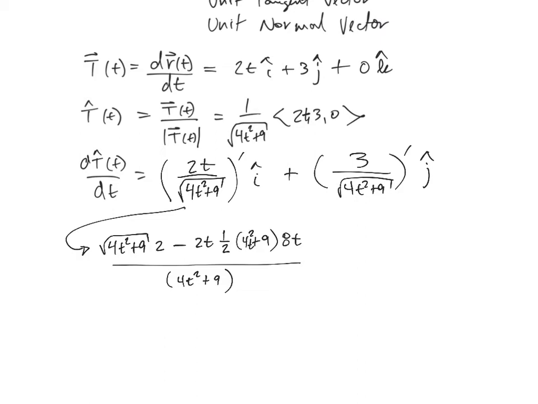2, 4t squared plus 9, minus 1/2, 2t, times 8t, yep, 1/2 4t minus 1/2, because we're taking the derivative of something to the 1/2. Okay, so that's the bottom times the derivative of the top minus the top times the derivative of the bottom, all over the bottom squared. I think I got it right now.